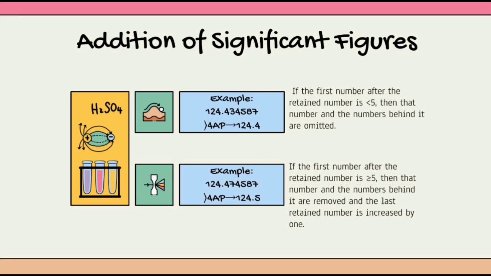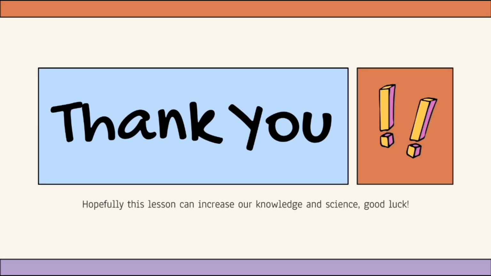For example, 124.474587. We retain four significant figures. Now, the first number after the retained number is 7. 7 is more than or equal to 5. So we round it to 124.5, and the last retained number is increased by 1. That's for rounding significant figures.